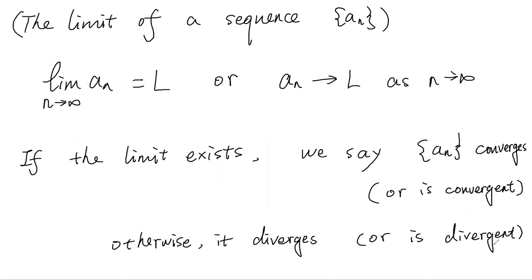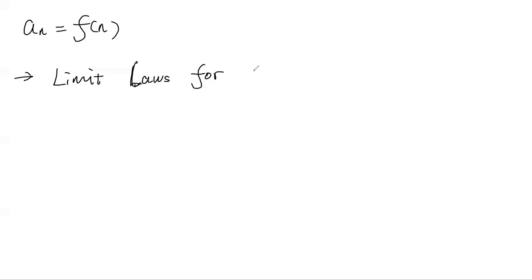As I mentioned at the beginning of the class, a sub n can be considered as a function f of n. So from here we can get a lot of limit laws for the sequence. And these laws are not that different from the laws you have learned for the limits of functions.